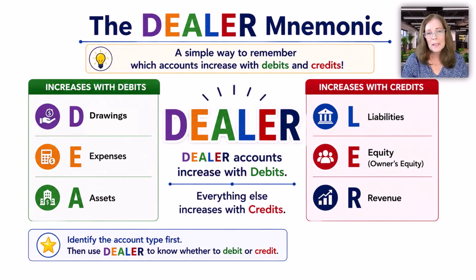One trick that many accounting students use is to remember the acronym DEALER. Drawings, expenses, and assets increase with debits, and liability, equity, and revenue increase with credits. And that's how it works. Figure out what account increased and what account decreased. Identify the account category, and then apply the debit and credit rule with the help of the DEALER mnemonic.